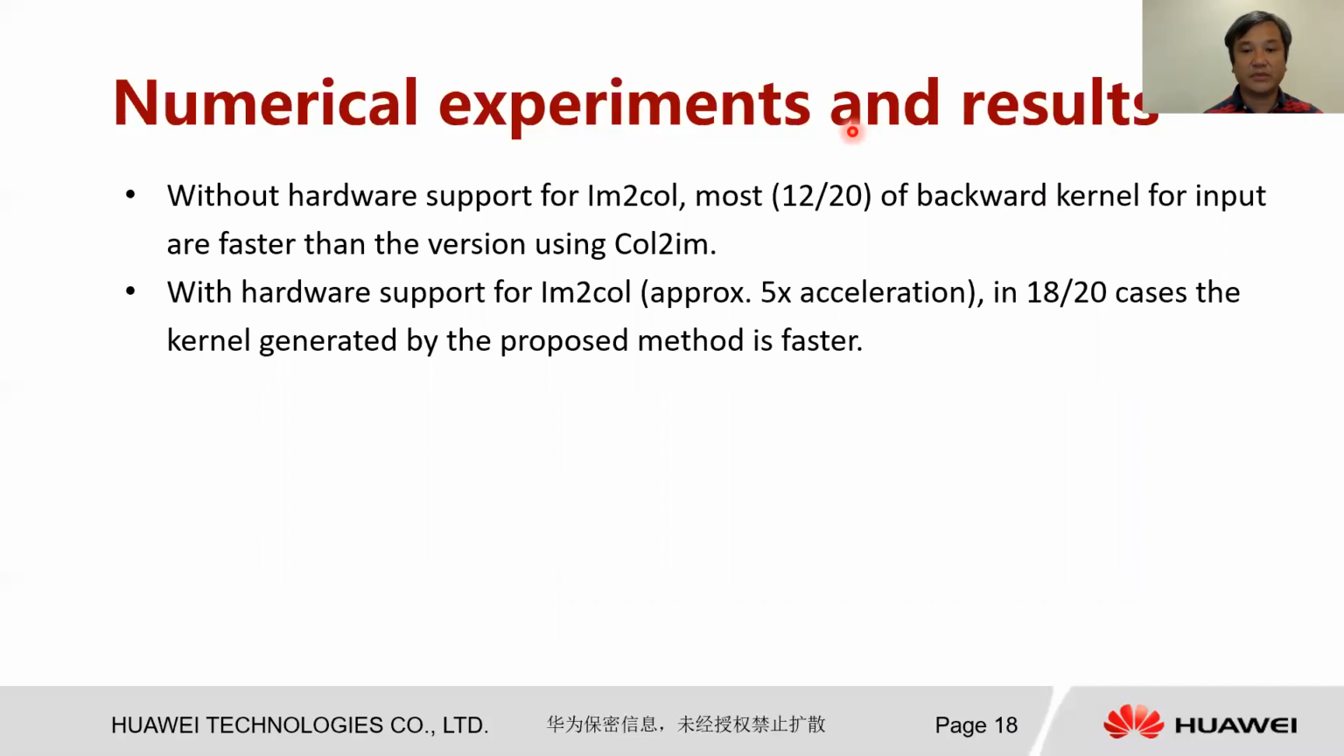So as a summary, you can see that with the hardware support for image-to-col, most of the backward kernels for input are faster than the version using col-to-image. And with the hardware support for image-to-col, we have a much better ratio of cases where the kernel generated by the proposed method is faster.